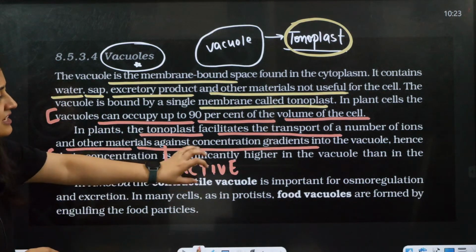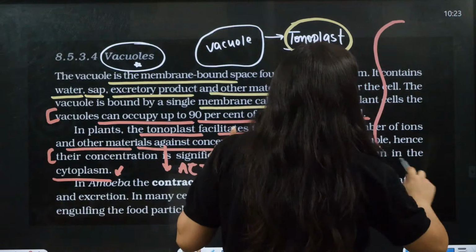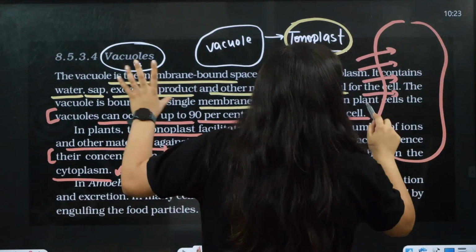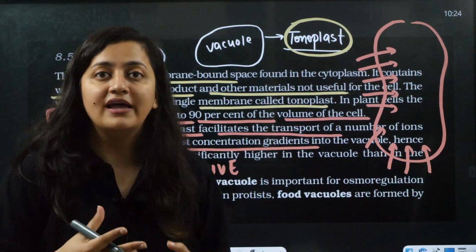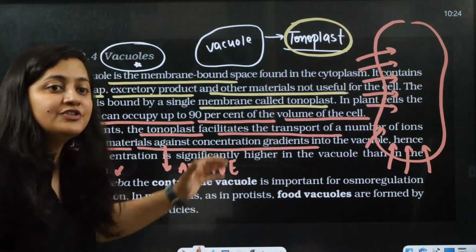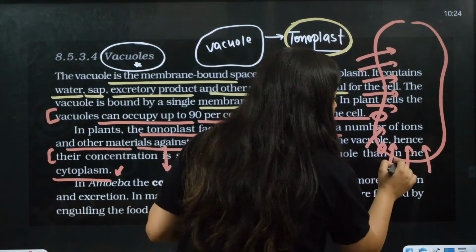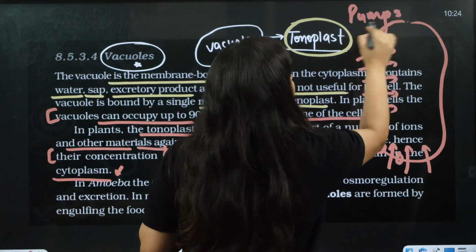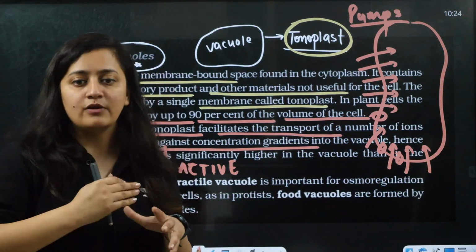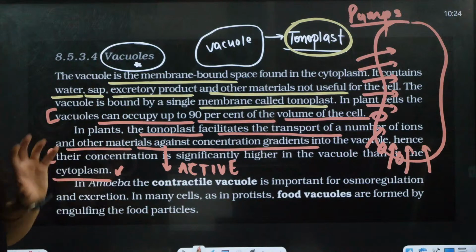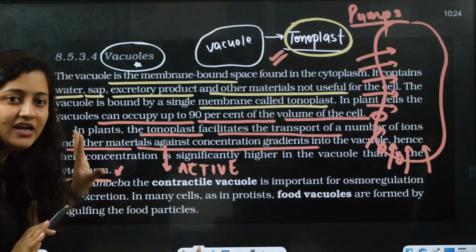Their concentration is significantly higher in the vacuole than in the cytoplasm. So this is very important. Basically, the ions which are actively transported, in the case of the plant cell, the vacuoles will have more ions in comparison to the cytoplasm. There are some ions which are more in the vacuole than in the cytoplasm. In the tonoplast layer we also have pumps. When we use the word pumps, it means they play a role in active transport. Exactly, Anuradha. They help in the movement of things against the concentration gradient. So the name of the membrane is important. This line is important when it comes to the vacuole.